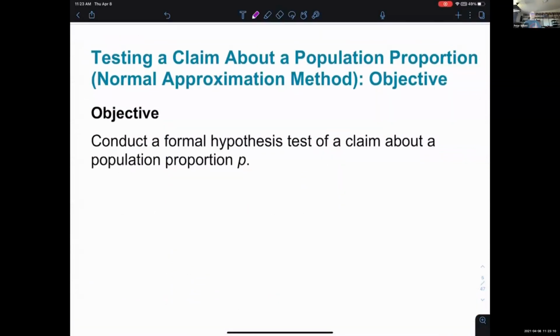So let's look at our first objective, testing a claim about a population proportion. We would like to be able to conduct a formal hypothesis test of a claim about a population proportion P. From the previous section, an example of a formal hypothesis test would be that you have a claim about the value of the parameter of a population. And since in this section we're focusing on proportion, we can use the example we did before.